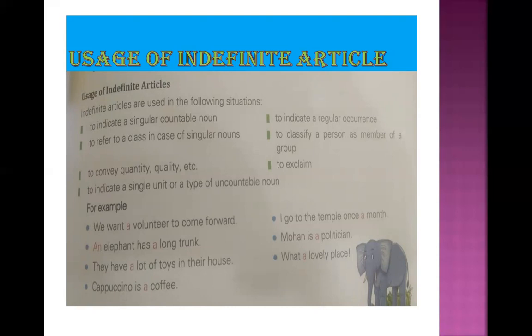Now, for example, we want a volunteer to come forward. An elephant has a long trunk. They have a lot of toys in their house. Cappuccino is a coffee. I go to the temple once a month. Mohan is a politician. What a lovely place.